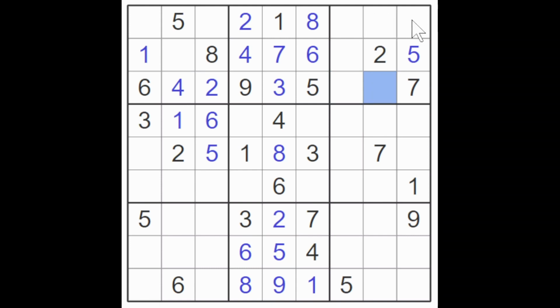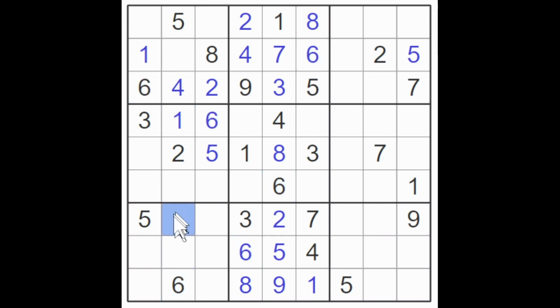And a 4 and a 6 will have to go in 2 of these 3 cells up here, because we have a 4 and a 6 here, and we have a 4 and a 6 here. We need a 4 and a 6 in the top row as well. We all know how to count to 9, don't we?